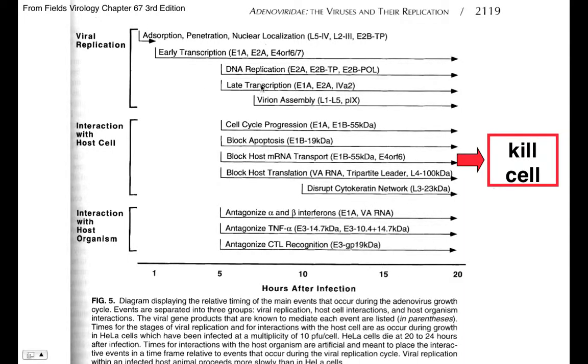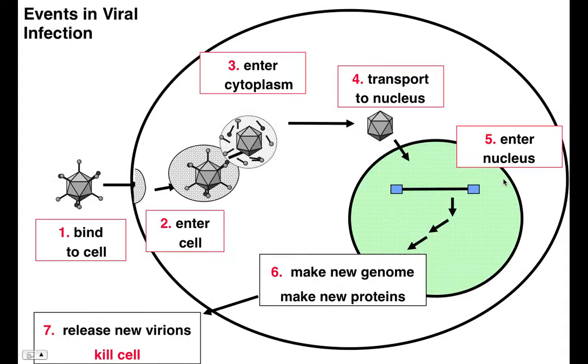So now we're going to look at this as a vector, and it's known that these particular proteins, such as E1B, 55KDA, and E4-ORF6, will lead to cell death.